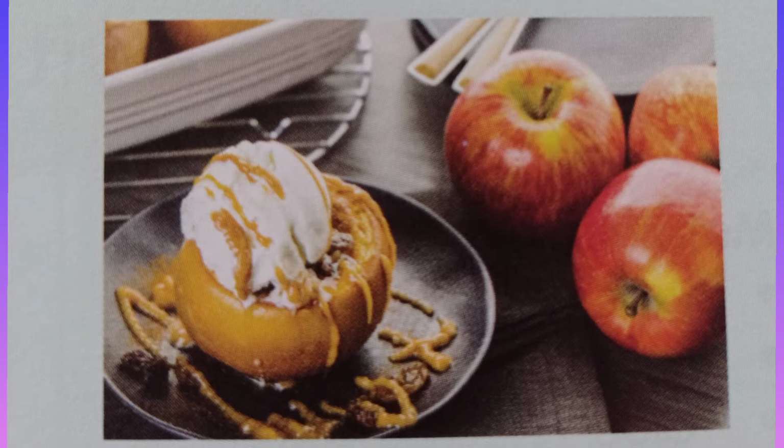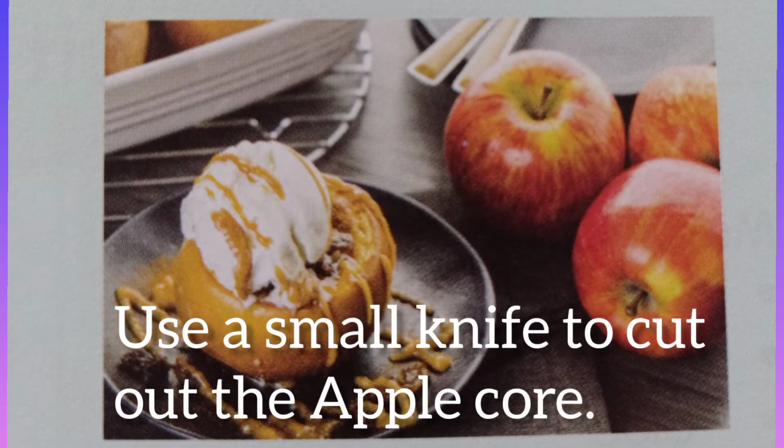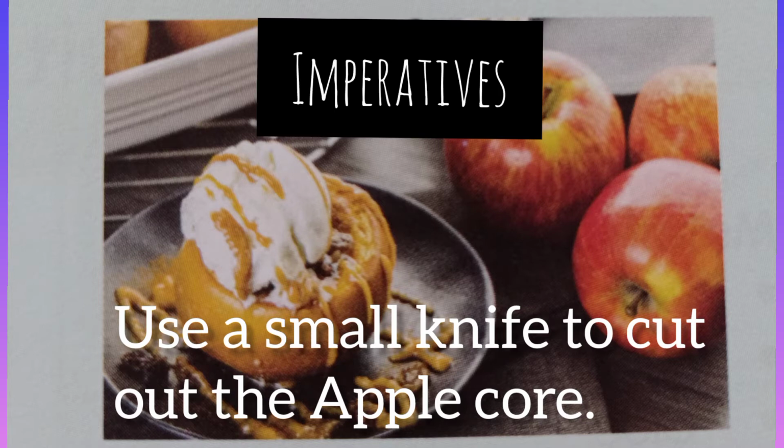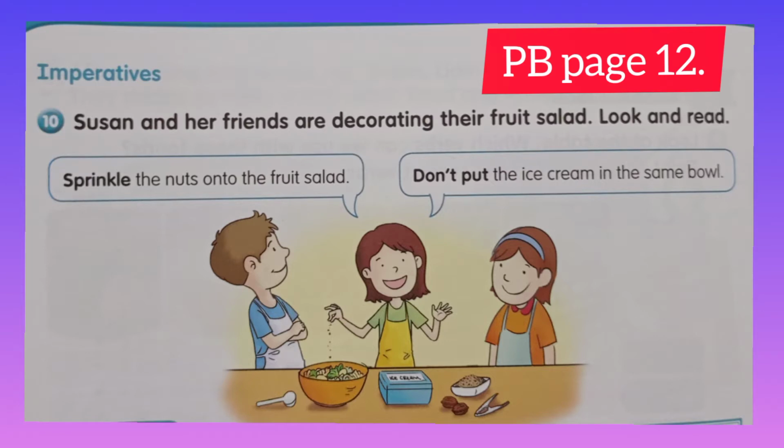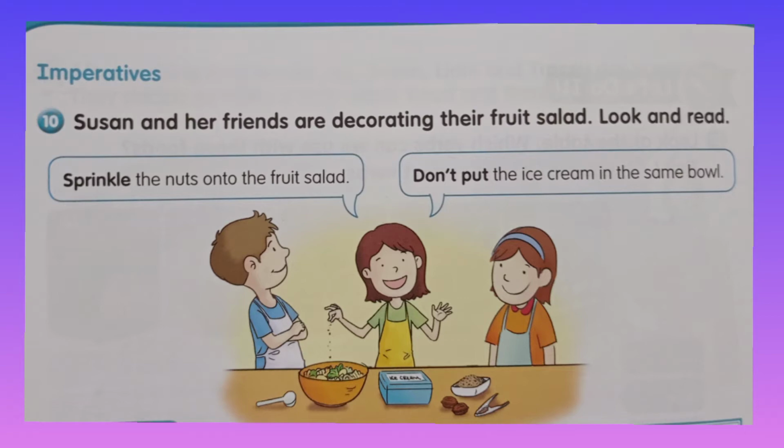Who can remember how to make creamy apple delight? What is the first step? Use a small knife to cut out the apple core. That is one example of imperative. Now look at another example. Susan and her friends are decorating their fruit salad. Look and read. Sprinkle the nuts onto the fruit salad. Don't put the ice cream in the same bowl.